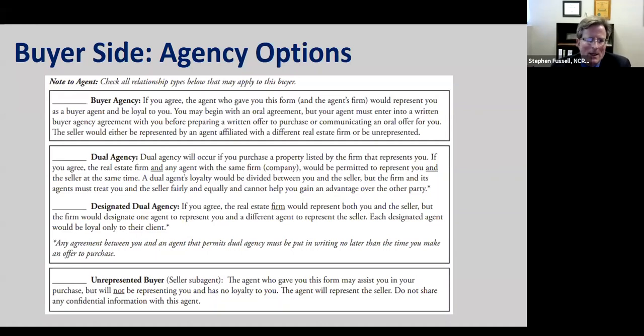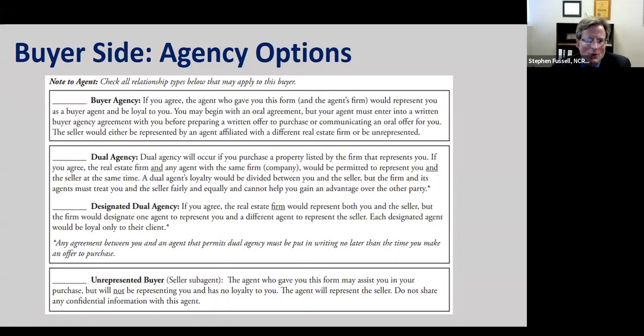The statement below, you'll see an asterisk that follows both the dual agency section and the designated dual agency section. And that's because it's going to be important when you enter into that written buyer agency agreement with the buyer. That agency agreement needs to include authorization for you to act as a dual agent. Now, I am aware that the exclusive right to represent buyer form produced by the NC Realtors does have authorization for dual agency and a request for designated dual agency.